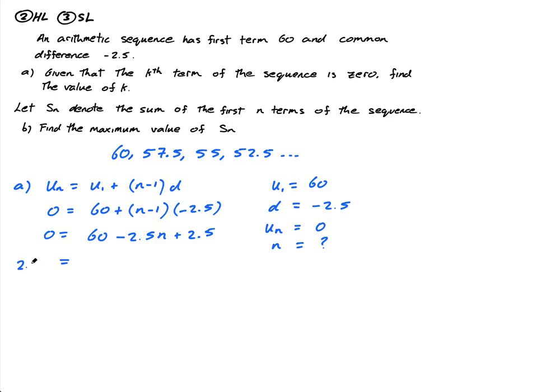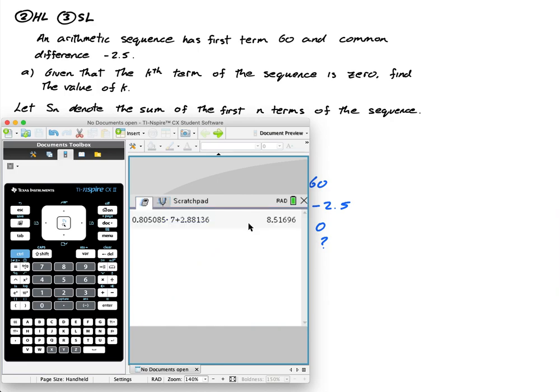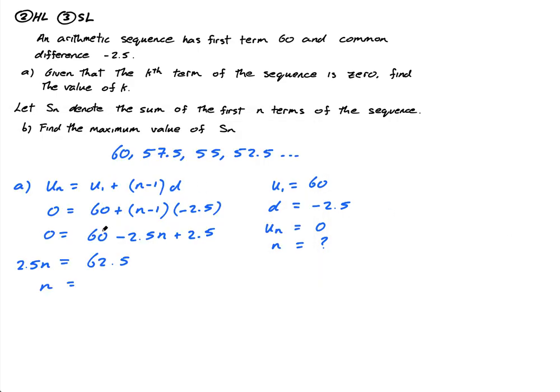So 2.5n is equal to 62.5, and then n is equal to, you can do this with a calculator. In fact, guys, you could have done it from here with a calculator, but it's 62.5 divided by 2.5. Actually, I think I will do that with a calculator. 62.5 divided by 2.5 is equal to 25. Okay, I should have known that. So n is equal to 25. Therefore, k is equal to 25, because k is the value of n whose nth term is 0.